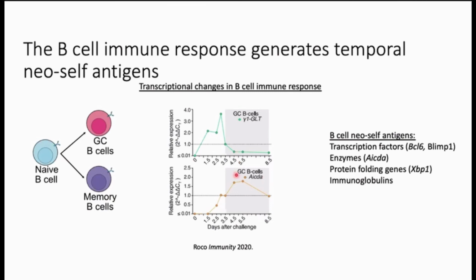And how are we generating tolerance against these antigens? You can imagine that there are transcription factors, enzymes, protein folding genes, and even immunoglobulins, where new peptides and proteins are being formed all the time during inflammation. And why are we not generating immune responses against these brand new peptides that we've never seen before?